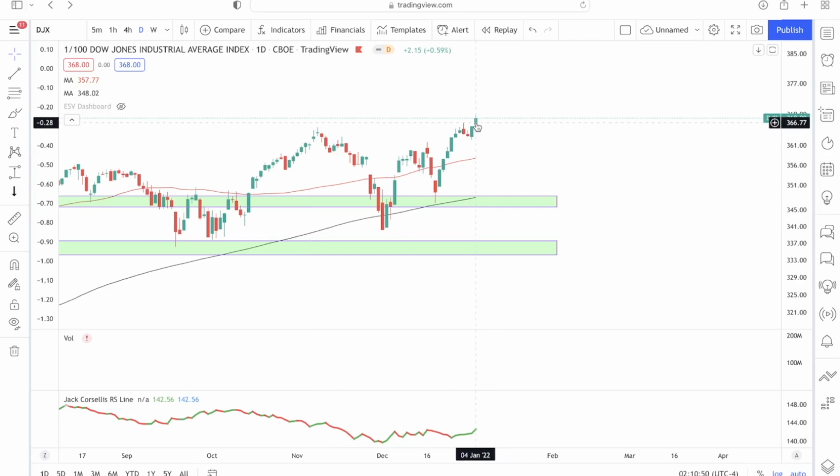And then not only did it gap up, it also managed to close at a new high. So the Dow Jones is definitely looking quite powerful right now. And one of the fundamental reasons behind this strength in the Dow Jones is because of the 10-year treasury yields.